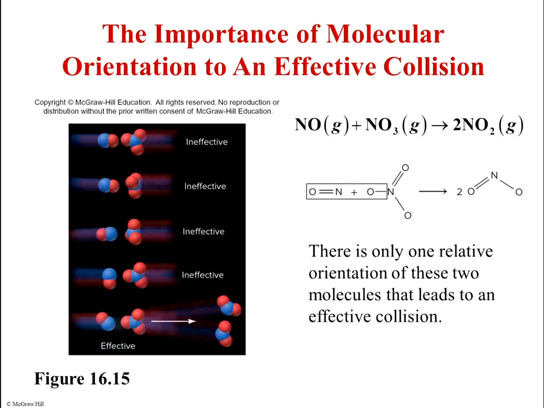On the left-hand side, you can see a series of different collisions. In this case, the blue represents a nitrogen atom, the red represents an oxygen atom, and the only collision that is effective is the one at the bottom, where the nitrogen atom on nitric oxide collides with an oxygen atom on nitrogen trioxide. All the other orientations are ineffective. And so from this, you can see that very often the collision probability is actually relatively low, even for simple systems like this.